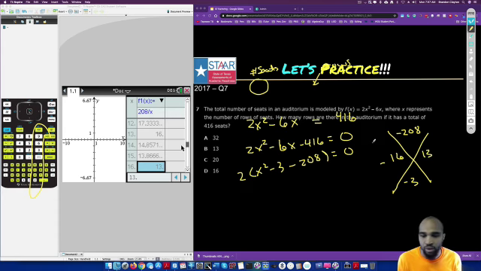Well, I don't have any other factors that I see. So negative 16 and 13 is going to have to work. So I can break this into x minus 16 and x plus 13. Well, doing that will show that I can have x equals 16 or I can have x equal negative 13.